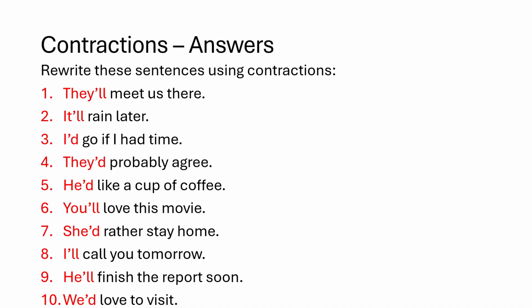Check your answers. 1. They'll meet us there. They will becomes they'll. 2. It'll rain later. It will becomes it'll. 3. I'd go if I had time. I would becomes I'd. 4. They'd probably agree. They would becomes they'd.